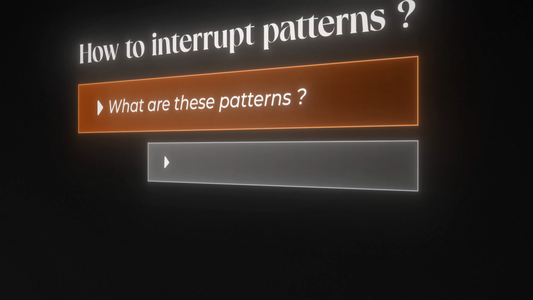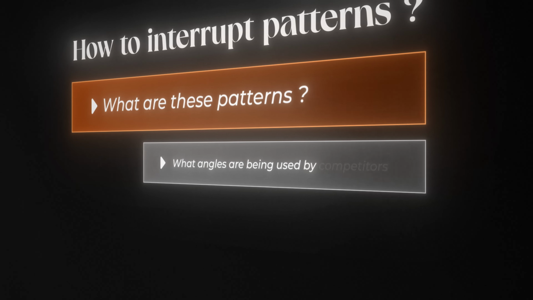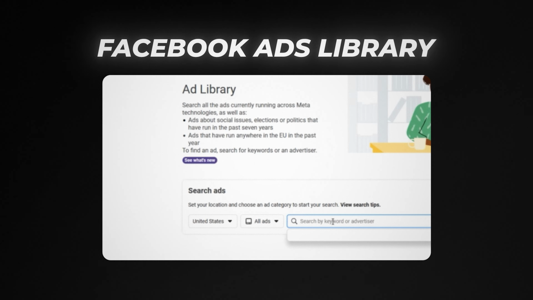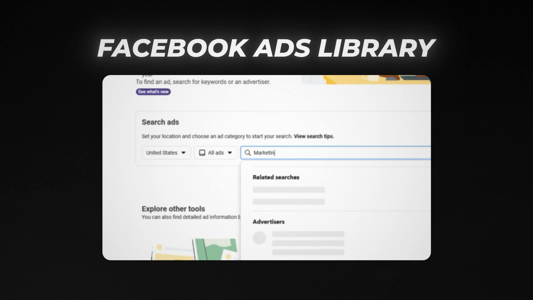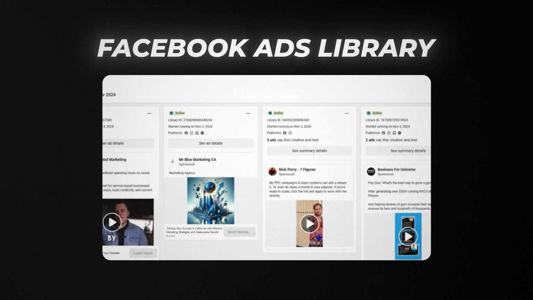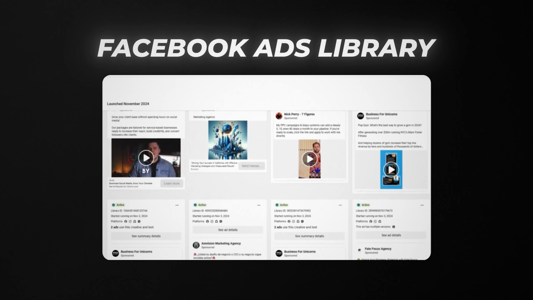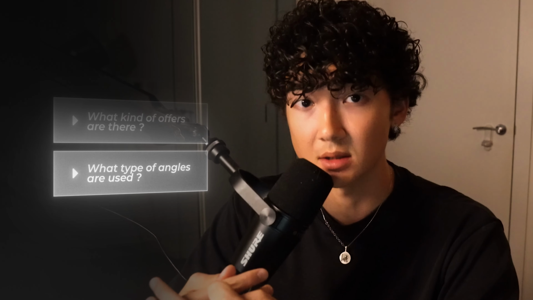You need to be able to find out what angles in the market are being used by your competitors. And the way you can do that is by going on the Facebook Ads Library, typing in your niche or your industry, typing in marketing agency or whatever industry you're in, and looking at what your competitors are running ads for. Look at what type of offers are being run, what type of angles your competitors are using, what pain points they're talking about, what problems they're looking to solve, what dream outcomes they promise to achieve, and try to identify patterns, right? Patterns in the market.